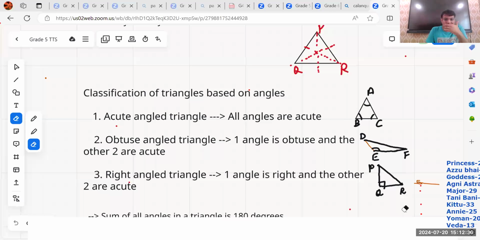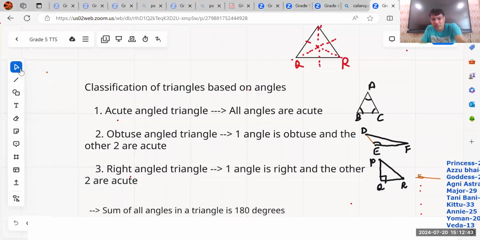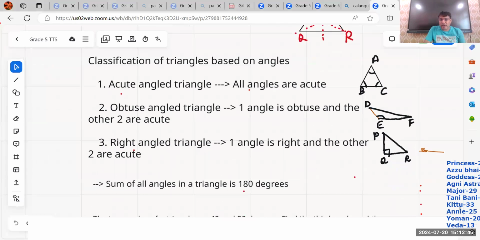So guys, the sum of all angles of a triangle is what? 180. So the sum of all angles of a triangle is 180.